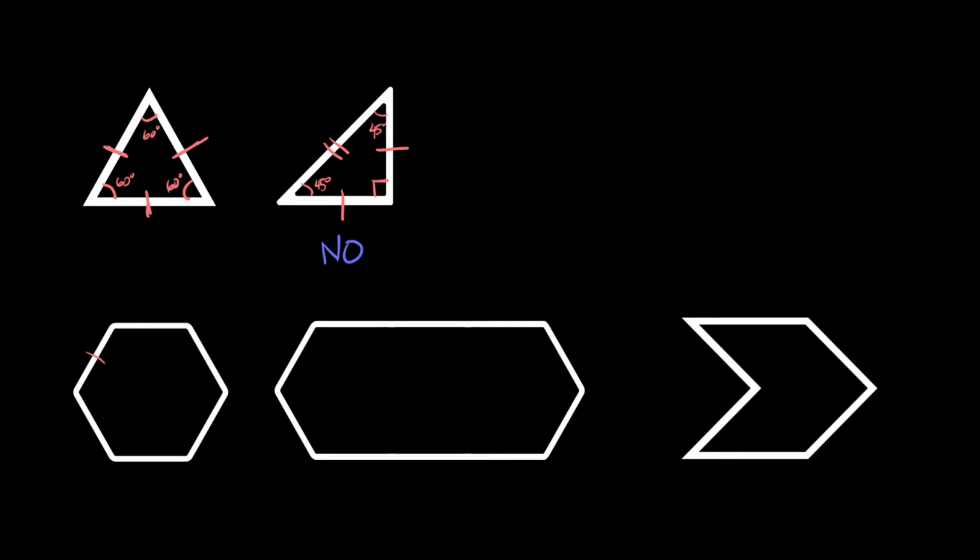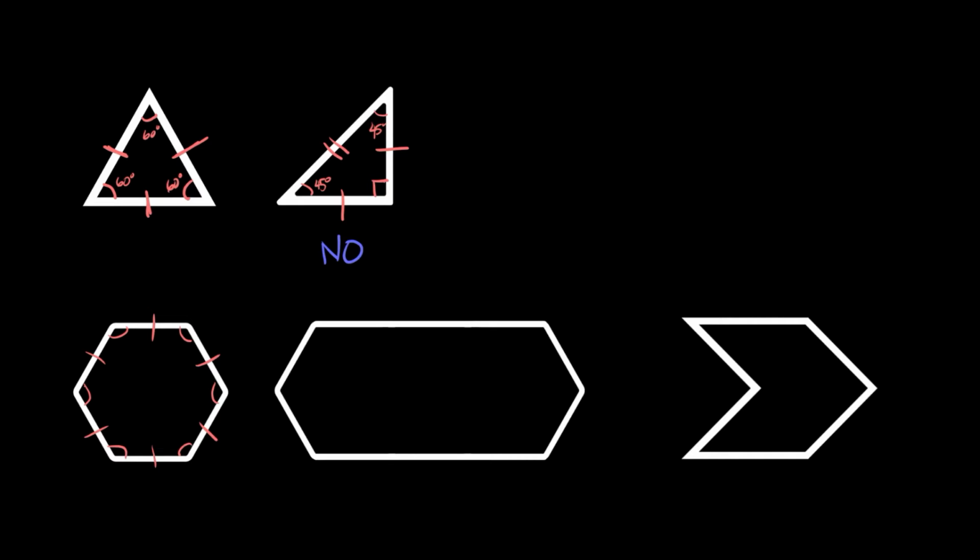All right, what about this six-sided shape down here, a hexagon? So you can see all the sides are the same length, and all these interior angles are also the exact same angle. So yes, this is a regular polygon, and more specifically, a regular hexagon, right?